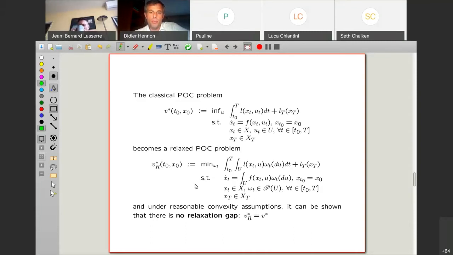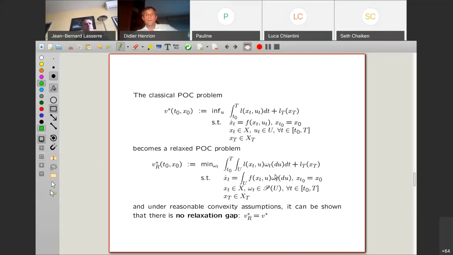So it can be shown that under reasonable assumptions of convexity, there is no relaxation gap, namely when I enlarge the set of control from classical control to relaxed control, I do not change the value. Another way to understand that is that every relaxed control will be a limit of a minimizing sequence of classical control.